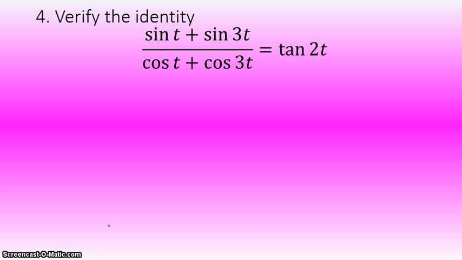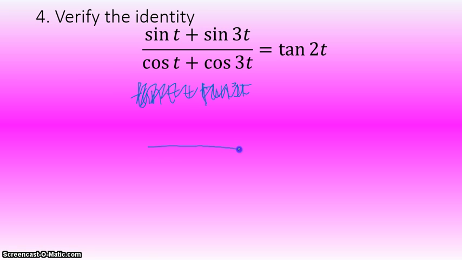Alright, last problem. Verify the identity. No, I cannot just take this and say, well, sine over cosine is tangent, plus this would be tangent of 3t. That's not proper math. You cannot do that when there's 2 terms. And even if I did, I could not add those to get tangent of 2t. So again, cannot do that.